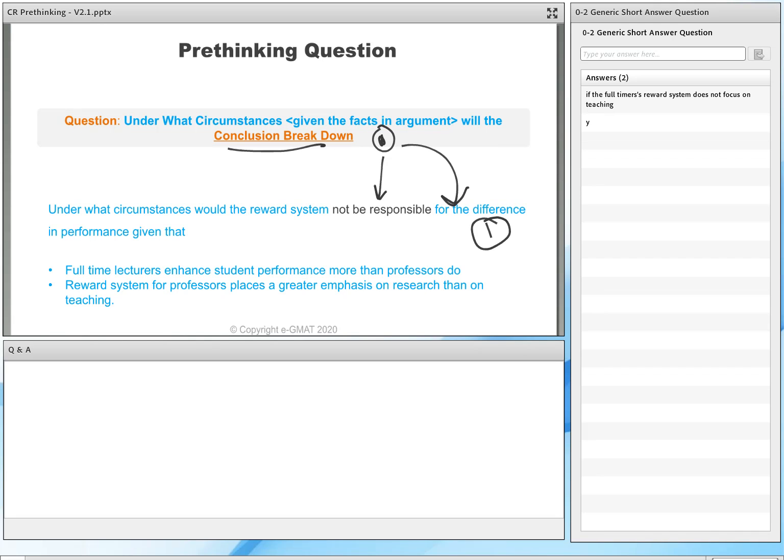Okay. And what about given the facts in the argument? That's 2. What are the facts in the argument? That, hey, we know full-time lecturers enhance student performance more than professors do. And we know that the reward system for professors or tenured professors places a greater emphasis on research. Both these facts still need to be taken into account.